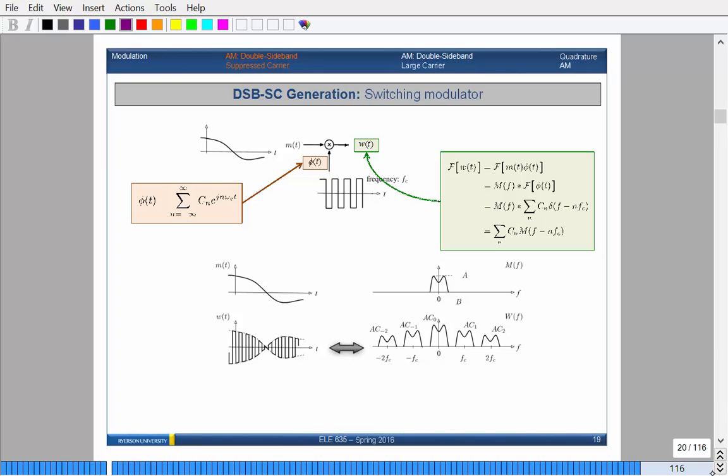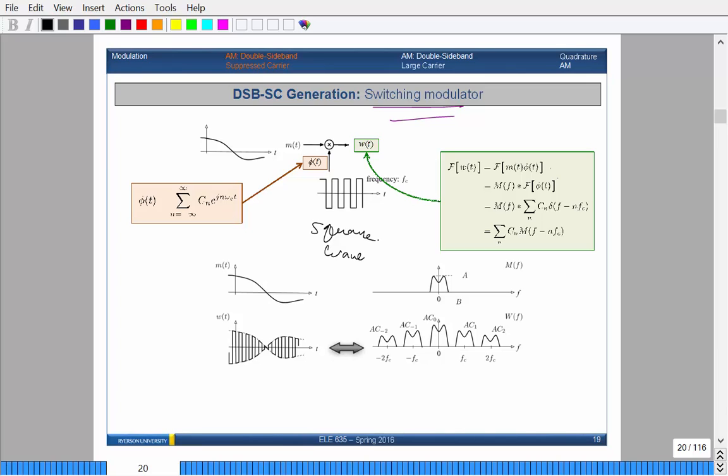So there's another way to do it. Instead of using the nonlinear device that I talked about, you can take a switching modulator. What you can do is generate a square wave that is seen here. That's actually very possible. If you're taking third year electronics, you can generate a square wave using hysteresis with op amps and positive feedback. It's very easy to achieve this. So this is just a square wave. It's very easy to do that with hysteresis and all that.